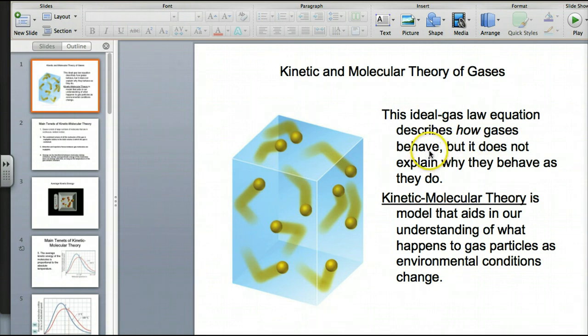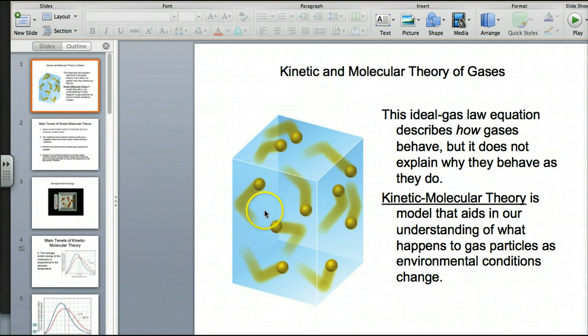So we've talked about how pressure, volume, moles affect each other in terms of the different variables that affect a gas. And it basically explains how gases behave. The kinetic molecular theory is a model that aids in our understanding of what happens to gas particles as environmental conditions change. This is basically the why. It's centered around kinetic motion and the molecules. Because these motions are independent, if they are ideal, then we can see clearly that the pressure, volume, temperature, mole relationships we built in the ideal gas law should work perfectly.